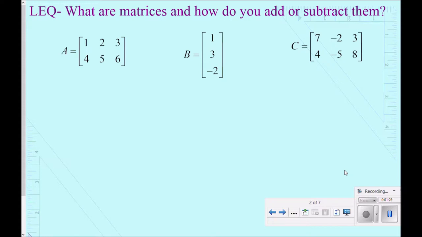The first thing we talked about is that when you're naming a matrix, it gets named by using a capital letter. So you can see we have matrix A, B, and C. Also, when you are reading a matrix, we read left to right and top to bottom. So this matrix A is 1, 2, 3, 4, 5, 6. Matrix B, 1, 3, negative 2. And matrix C, 7, negative 2, 3, 4, negative 5, 8.